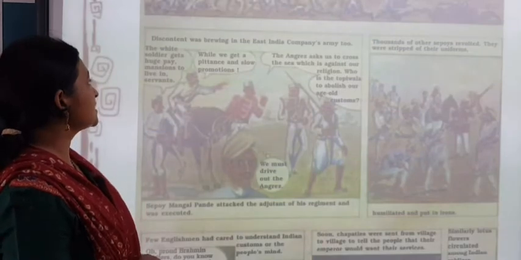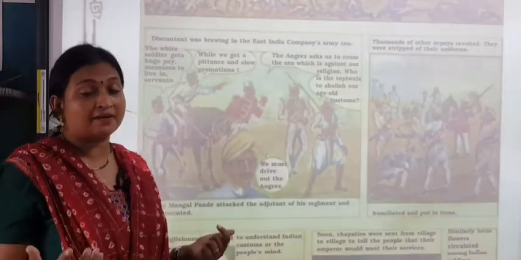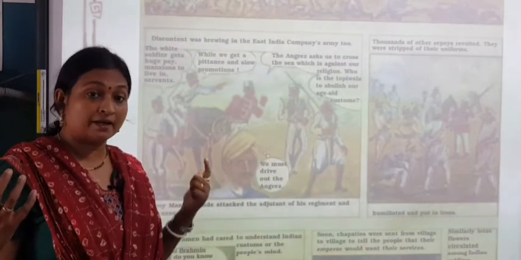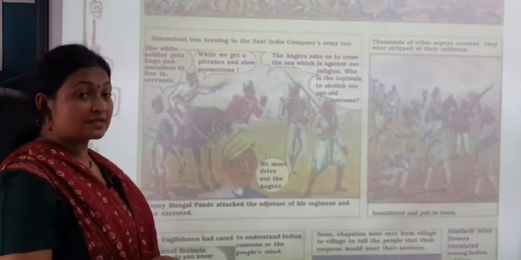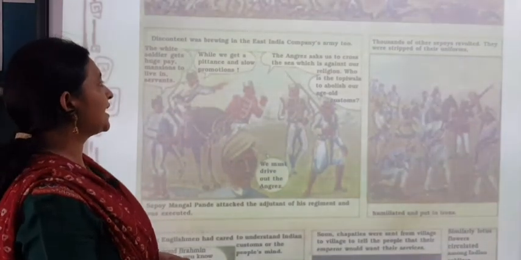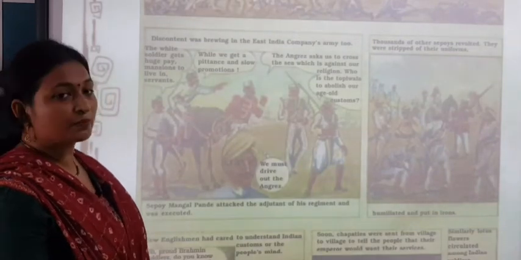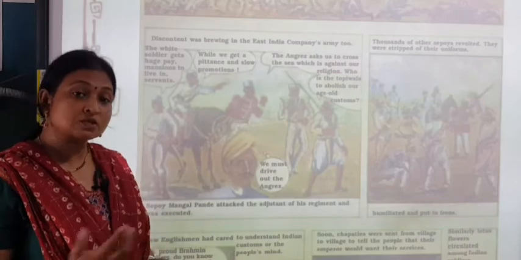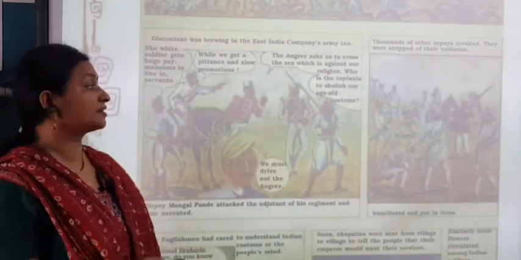The white soldiers get huge pay. Mansion means unko bada salary, and they used to get big houses, bungalows to live in, servants, and Indians were living like servants. While we get a pittance, a small amount, and slow promotion. No promotion, no servant quarters, whereas they were getting mansions and servant quarters and all.